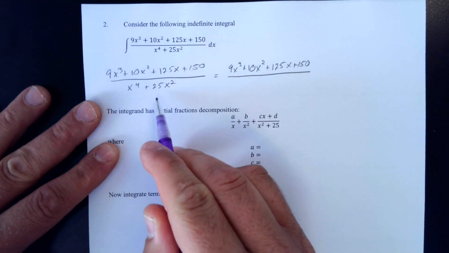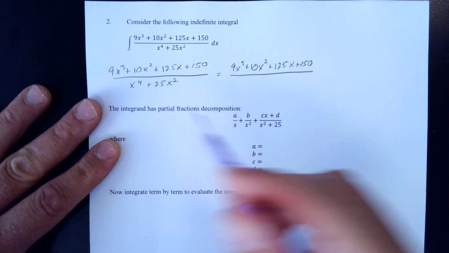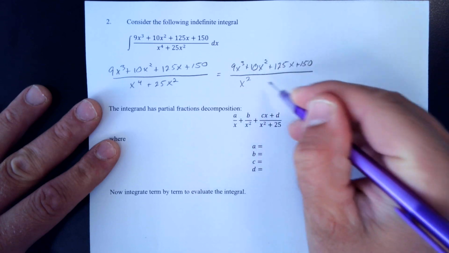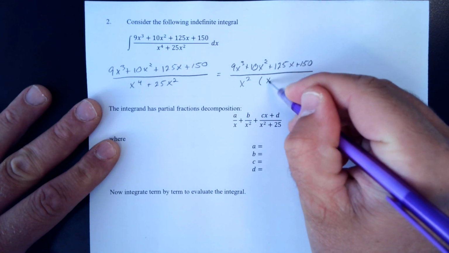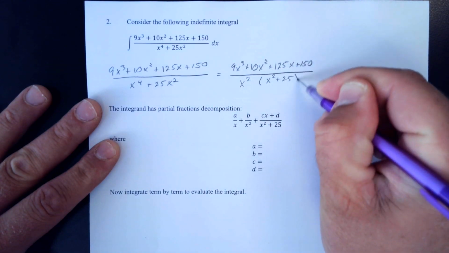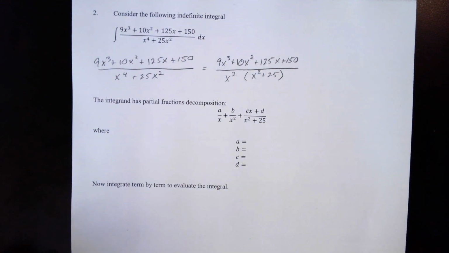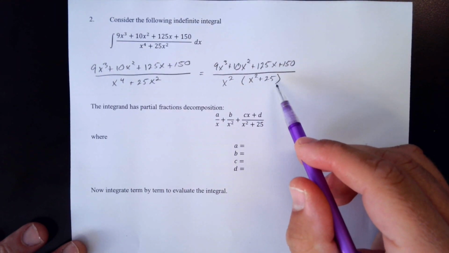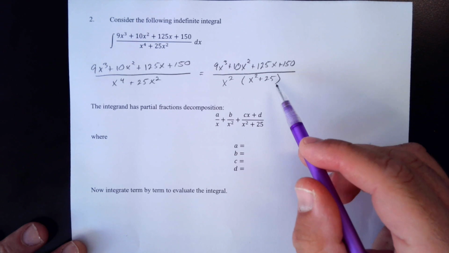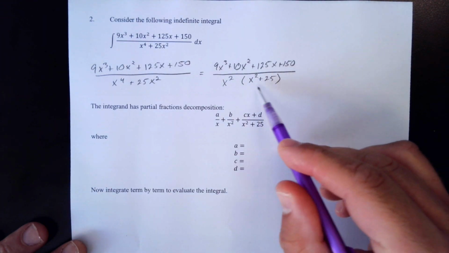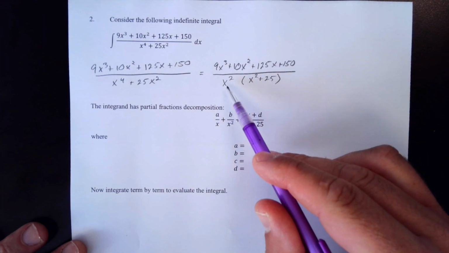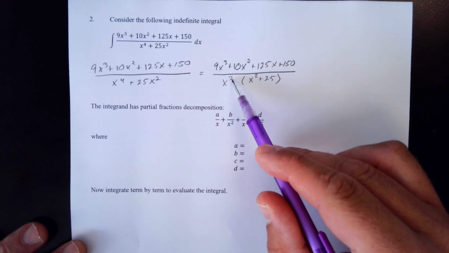And this denominator factors kind of nicely. I can just factor out an x squared, and I've got x squared plus 25 left over. Now when I look at this, x squared plus 25, I can't reduce that anymore. I can't factor that anymore. So this is an irreducible quadratic. x, though, is a linear term, and there are two of them.